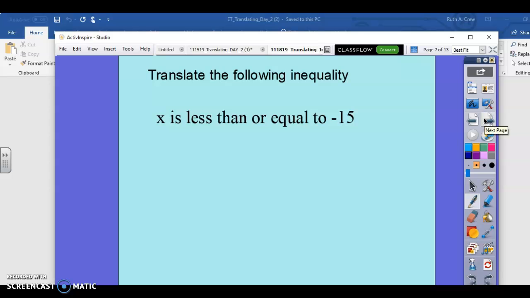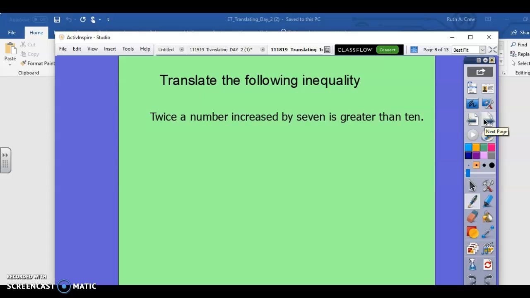Okay, the next one. x is less than or equal to negative 15. So x is less than or equal to negative 15. Remember that this sign right here is always going to open up to the larger thing. The next one. Twice a number increased by 7. So twice a number is going to be 2 times something. Increase means plus, is greater than 10. So greater than 10. That's what that would look like.